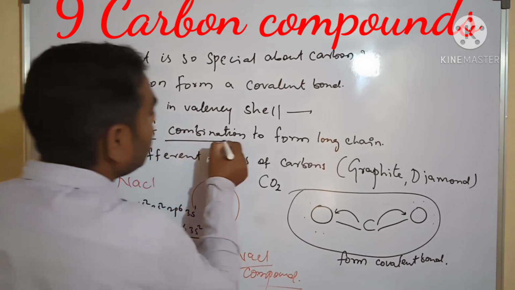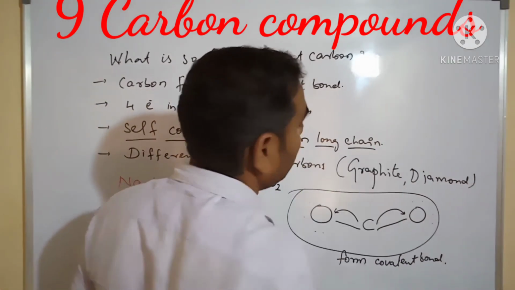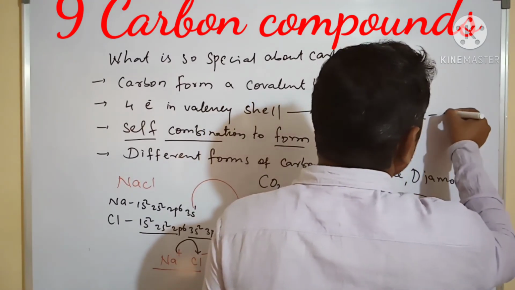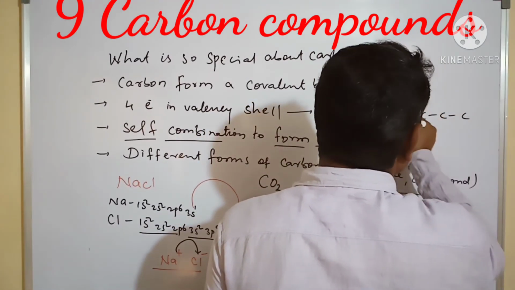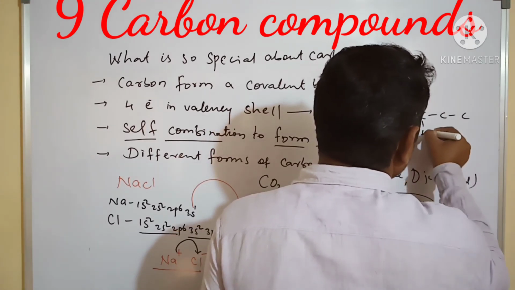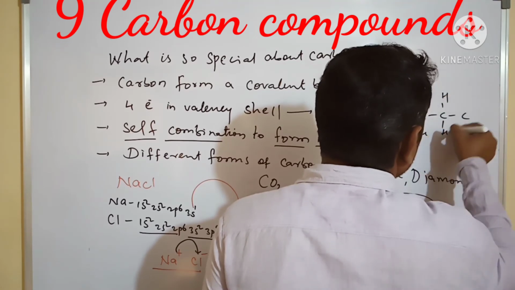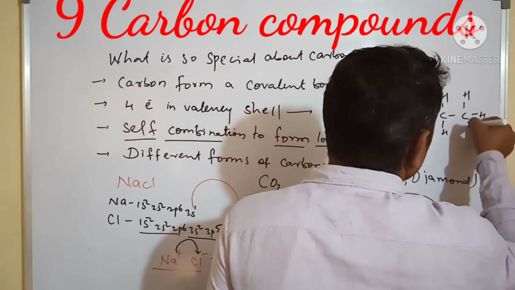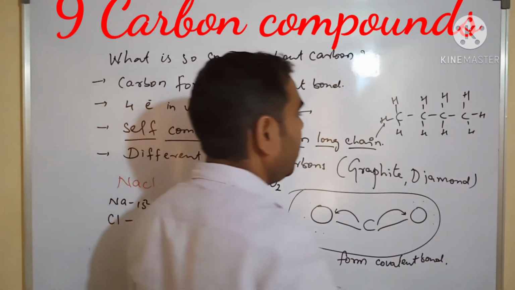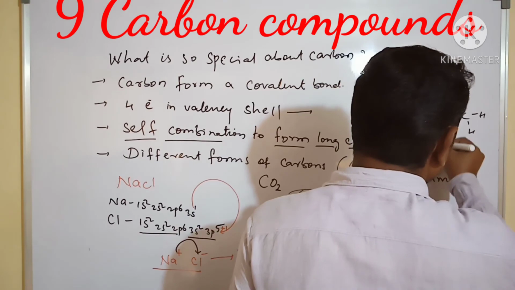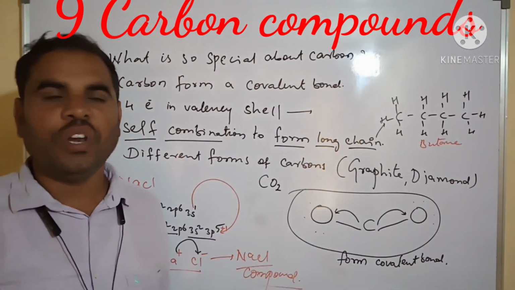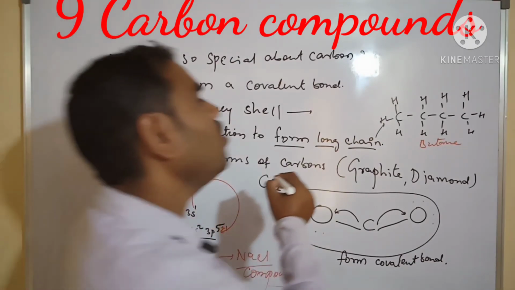Self combination to form long chains. Long chains are formed like this: butane, pentane, hexane, heptane, octane, nonane, decane.